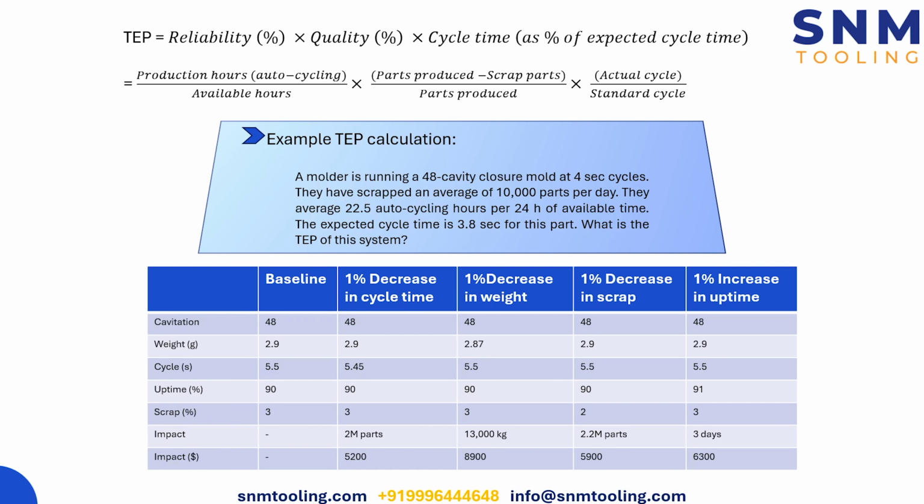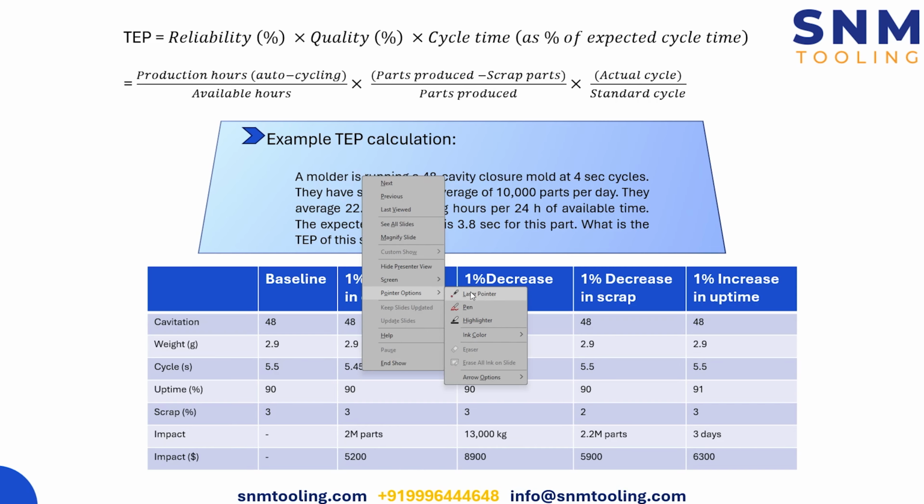Okay. So let's assume 48 cavity mold, right? Having the weight of the molding or weight of the part as 2.9 grams, right? And then 5.5 seconds is the cycle time, the actual cycle time. Uptime is 90%. We have 3% scrap, right? So if we decrease the cycle time by 1%, that means if we decrease the cycle time from 5.5 to 5.45 seconds, right?